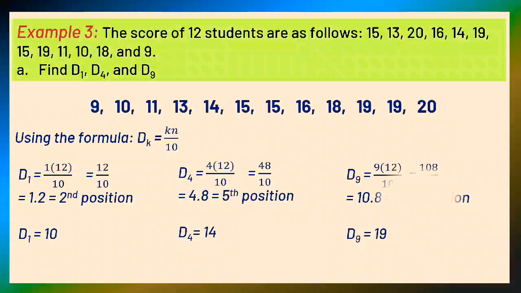Last but not the least is to identify the value of the ninth decile. By using the formula, we have 9 times 12 all over 10, that is equal to 108 all over 10. So 108 divided by 10 is equal to 10.8, and of course we need to round it up according to the rule, that is equal to the 11th position. By counting 1, 2, 3, 4, 5, 6, 7, 8, 9, 10, and 11, the value of the ninth decile is equal to 19.